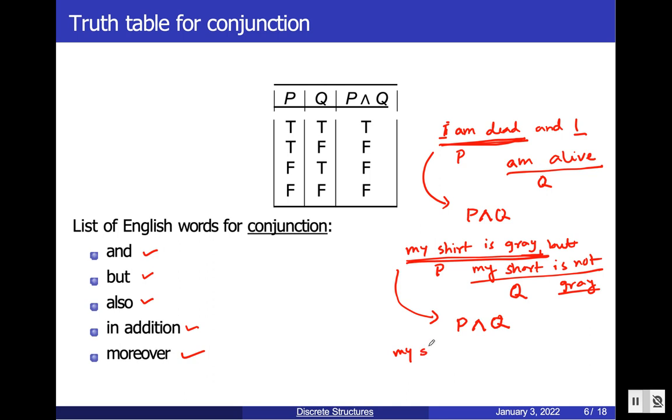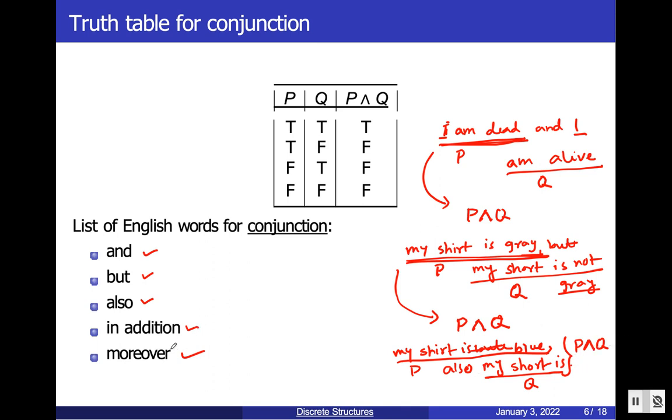my shirt is blue, also my short is blue. What I'm saying is, my shirt is blue and my short is blue. Same as the previous example, I can read it using P and Q. If this statement is P and this statement is Q, I can represent that as P and Q.